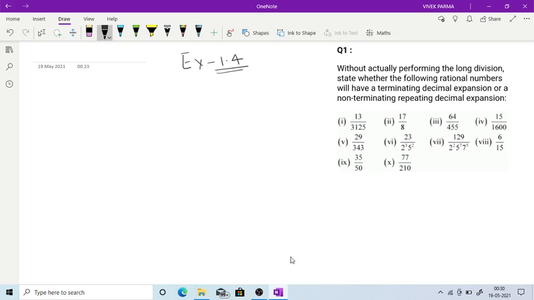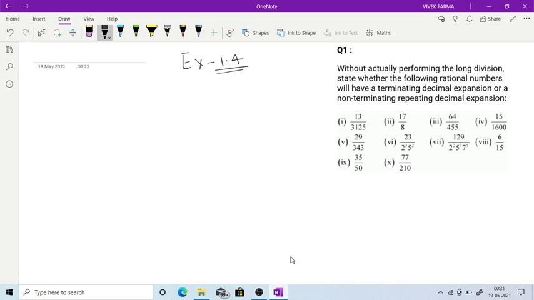So in the previous videos of real numbers, we have known which rational numbers have terminating and non-terminating repeating decimal expansion, right? So again, we discuss here the terminating decimal expansion or a non-terminating decimal expansion, right?